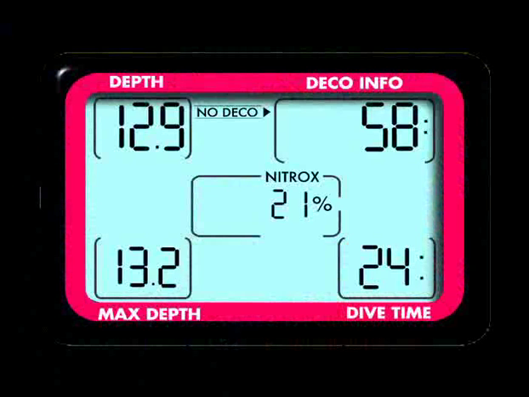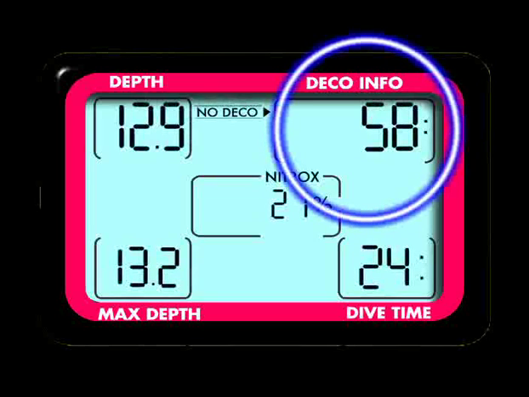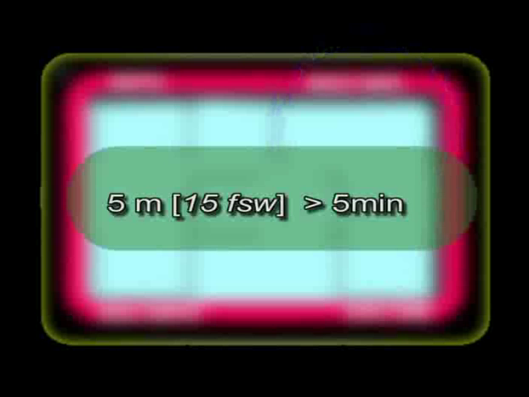And talking of emergencies, let's now look at what you should do if your computer fails during the dive or indicates information that is certainly incorrect. If, before the computer failed, the dive time was within the maximum dive time, it is enough to ascend calmly to a depth of 5 meters, 15 feet, and stay there for at least 5 minutes.